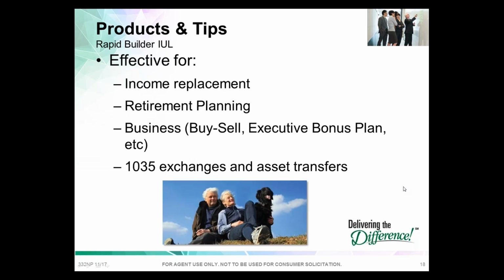Some of the sales concepts for the Rapid Builder are income replacement, again, that death benefit protection during your working years, and what if I need access to it for something else? You've got access to it. Retirement planning. Yes, it can work for retirement planning, perhaps not as well as the Builder product, but if you've got a client who says, I really don't like the surrender charges that come with a Builder product, this is a way to overcome that objection.